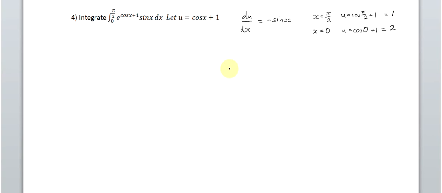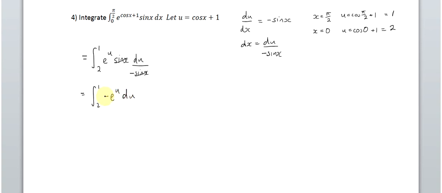Really doesn't want me to draw it there, does it? There we go. Okay. So we can now rewrite our integral in terms of u. So the 0 has turned into 2, and the pi by 2 has turned into 1. And then we have e to the power of u times sine x. Now, dx, if we rearrange this, is going to be equal to du over minus sine x. So over here we've got dx, and we're going to substitute du over minus sine x. And of course you can see there that they're going to cancel, leaving us with the integral of minus e to the u with respect to u.